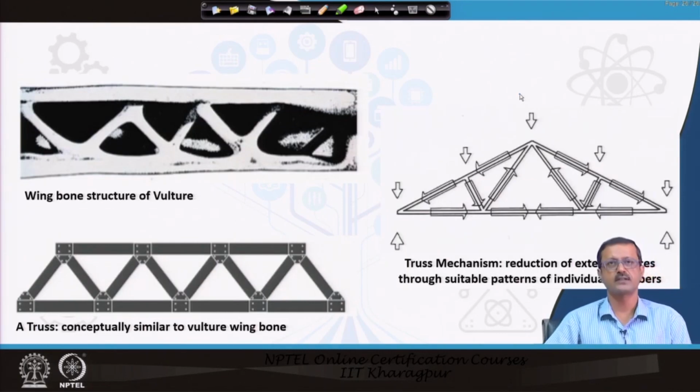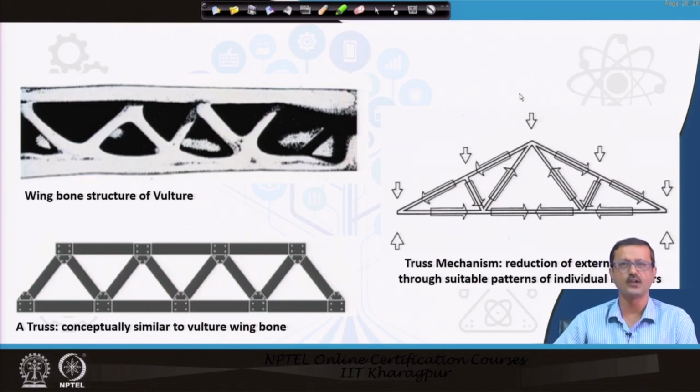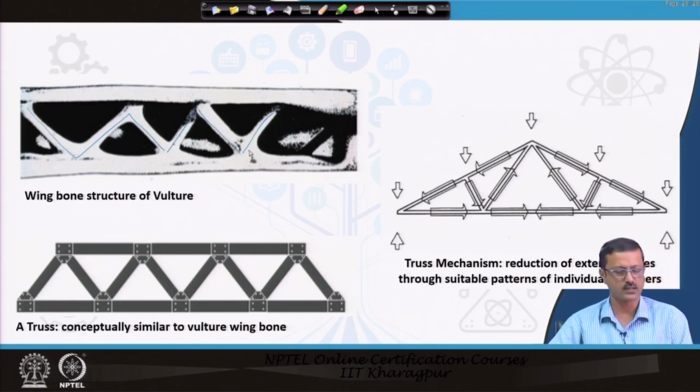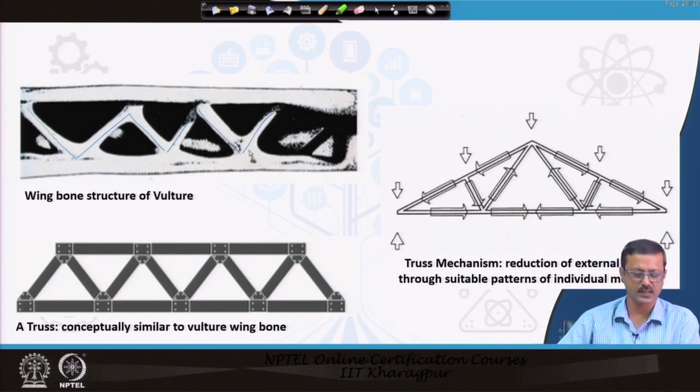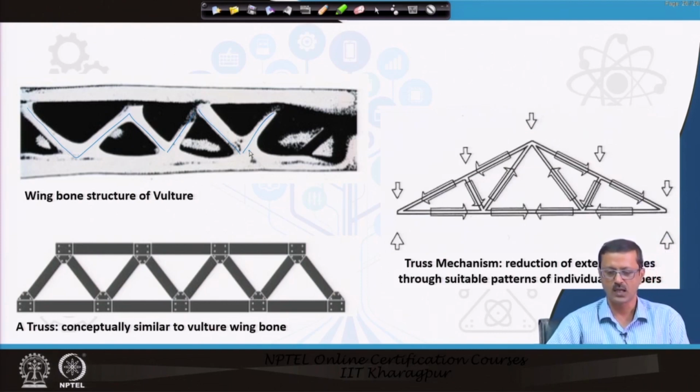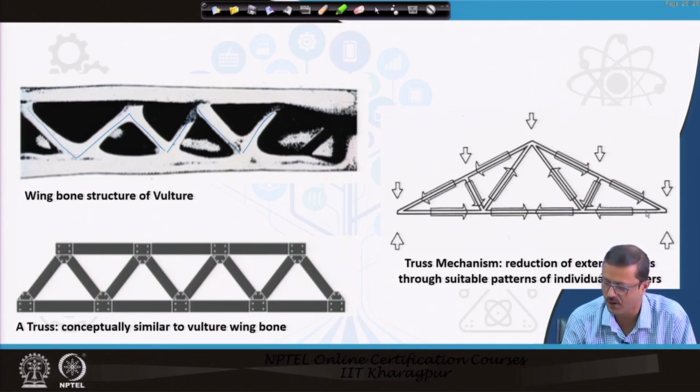So, there are a lot of examples in nature also. The wing bone of the vulture, one of the strongest birds we have ever seen in nature, is, if you see, like a truss. It is very strong, these wings are very strong and truss-like. So, conceptually it can be seen as a kind of truss, which we have mostly seen in railway bridges or so. And if you see the mechanism of the truss, I have drawn it here.